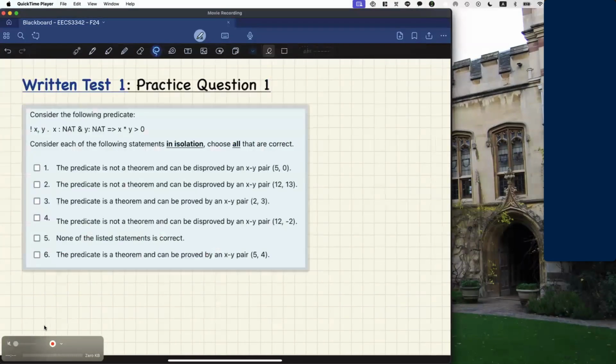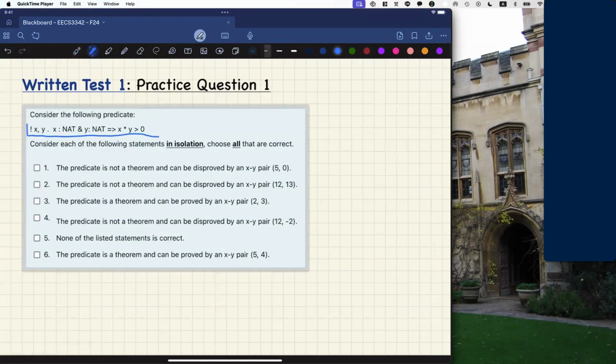All right, so question number 1 for the practice test. Let's read the question together. We're going to consider this predicate here. Of course, in a written test, you might be given predicates in either the Rodin syntax or in the mathematical syntax. So what you can do is on your sketch paper, you can try to translate this predicate over here in Rodin into the paper form right away, right?